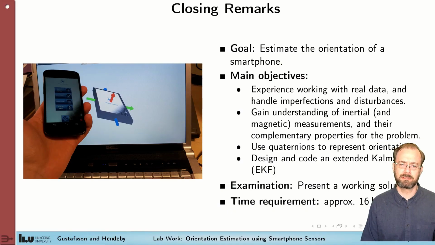Some closing remarks. The goal of this lab work is to stream data from your smartphone and estimate its orientation. The main objectives from a learning point of view are to experience working with real data and handle imperfections and disturbances that might occur in measurements. You should also gain understanding of inertial and magnetic measurements and their complementary properties for this problem. You should use quaternions to represent orientation, and you should design and code an extended Kalman filter.